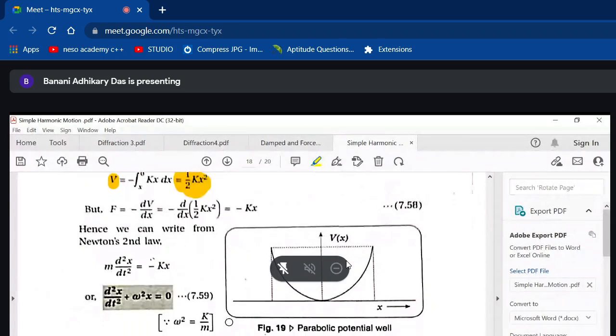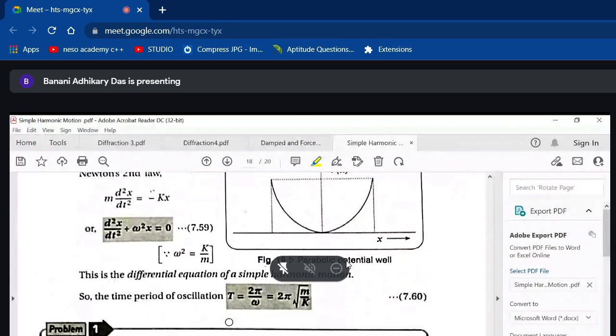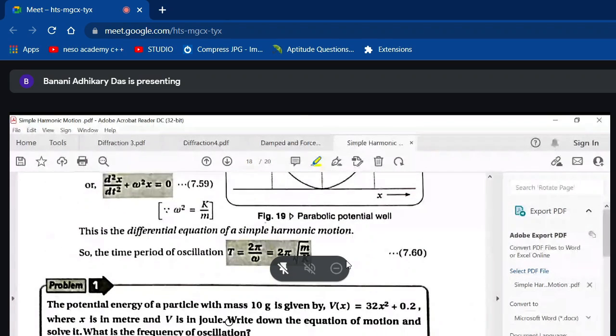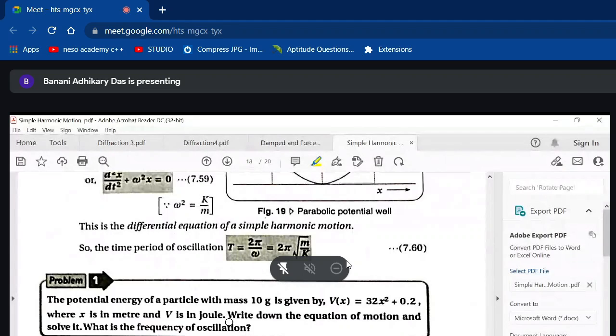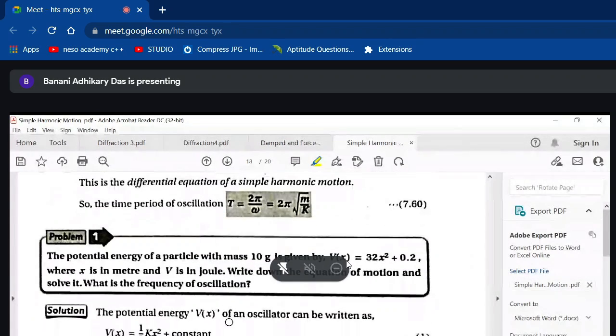So of course, what is your omega? In this case, omega square is k by m. So omega will be equal to root over k by m. So your time period is very easy. T is equal to 2 pi by omega, which is equal to 2 pi root over m by k. All right. So this gives you the fourth discussion on simple harmonic motion.